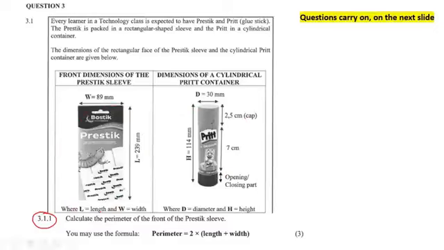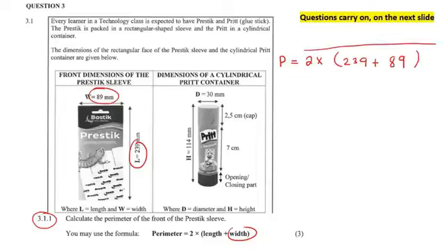And they give us the different dimensions, like the length, the width, diameter, height, all of those types of things. So the first question says, calculate the perimeter of the front of the press stick sleeve. You may use the formula 2 multiplied by length plus width. If they give you a formula to use, just follow it. So we know that the perimeter is equal to 2 multiplied, and then length is 239, and the width is 89. We're literally just going to plug it in.